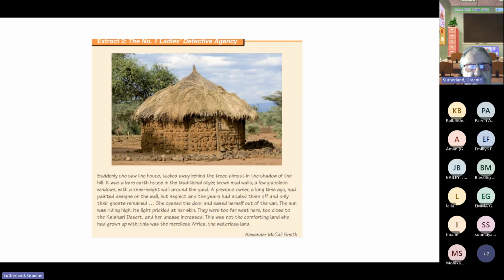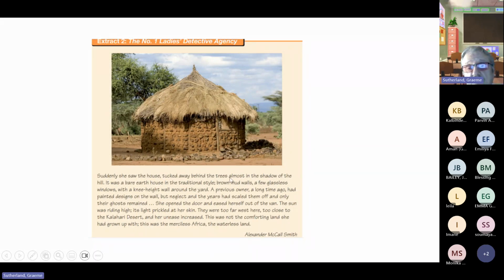Let's move on to a different example. So that was about place. Here we have another place. This time we have actually got a photograph. Imagine this mud hut, baked dry out in the wilds, well away from the towns and the cities, near the African desert of the Kalahari. Suddenly she saw the house.